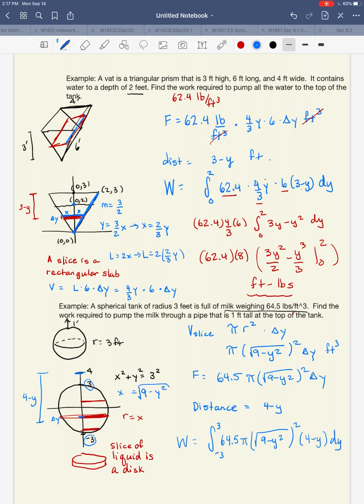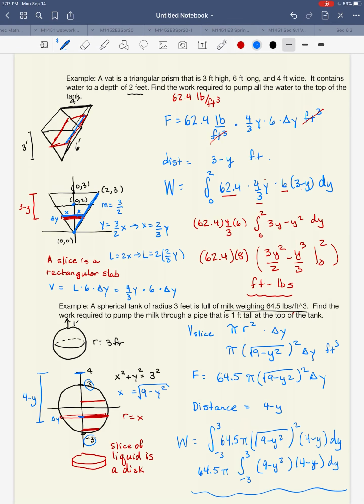Okay? So to do this integral, we'll square this. We'll lose the square root sign, so we'll have a 9 minus y squared. You'll have to FOIL it out with the 4 minus y, pull out the constant, and then integrate term by term. So I'll leave that part up to you.